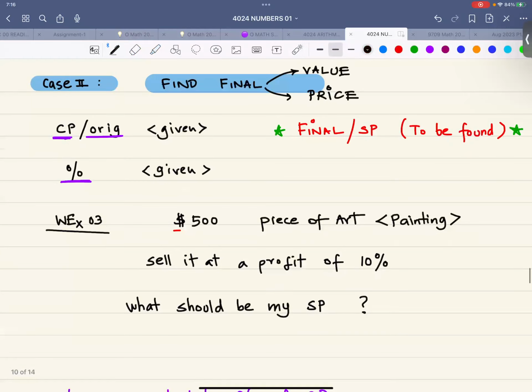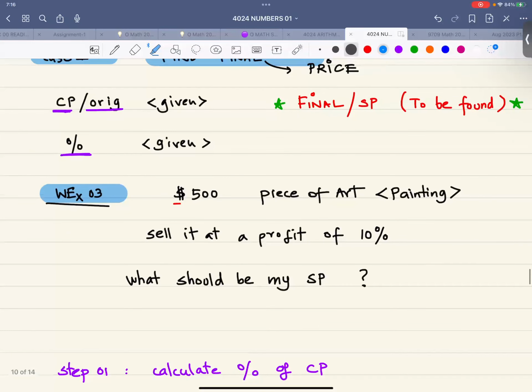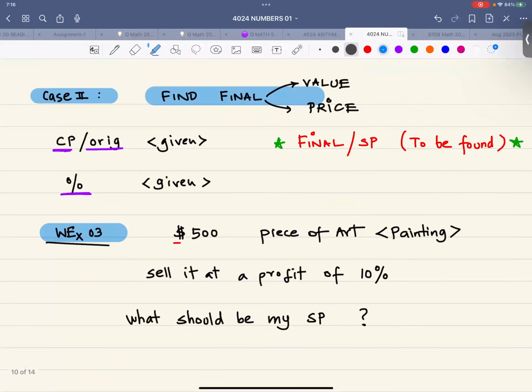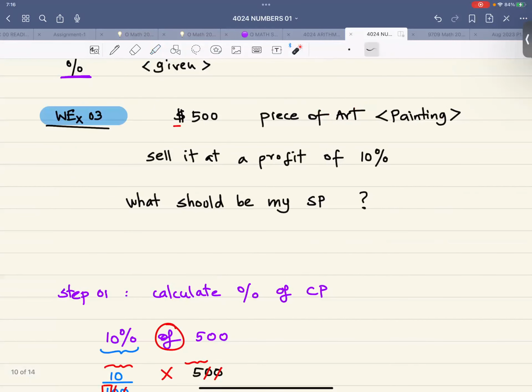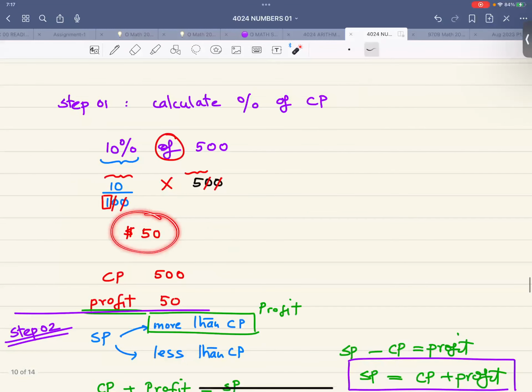Now, let's get started with the third example. This is the first example of case 2, but the third example in the series. What is the question over here? The question is $500. That is the piece of art, a painting. We want to sell it at a profit of 10%. What should be my selling price? So the first step, calculate percentage of cost price. So 10% of $500, that is $50.